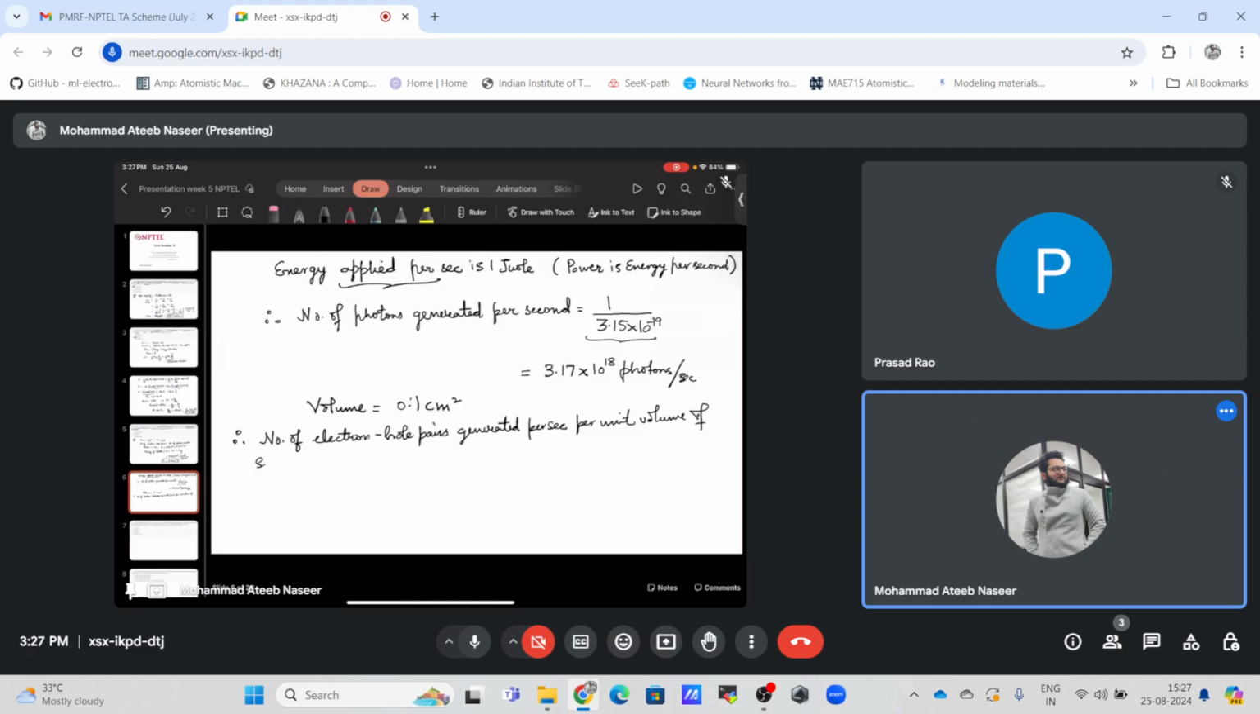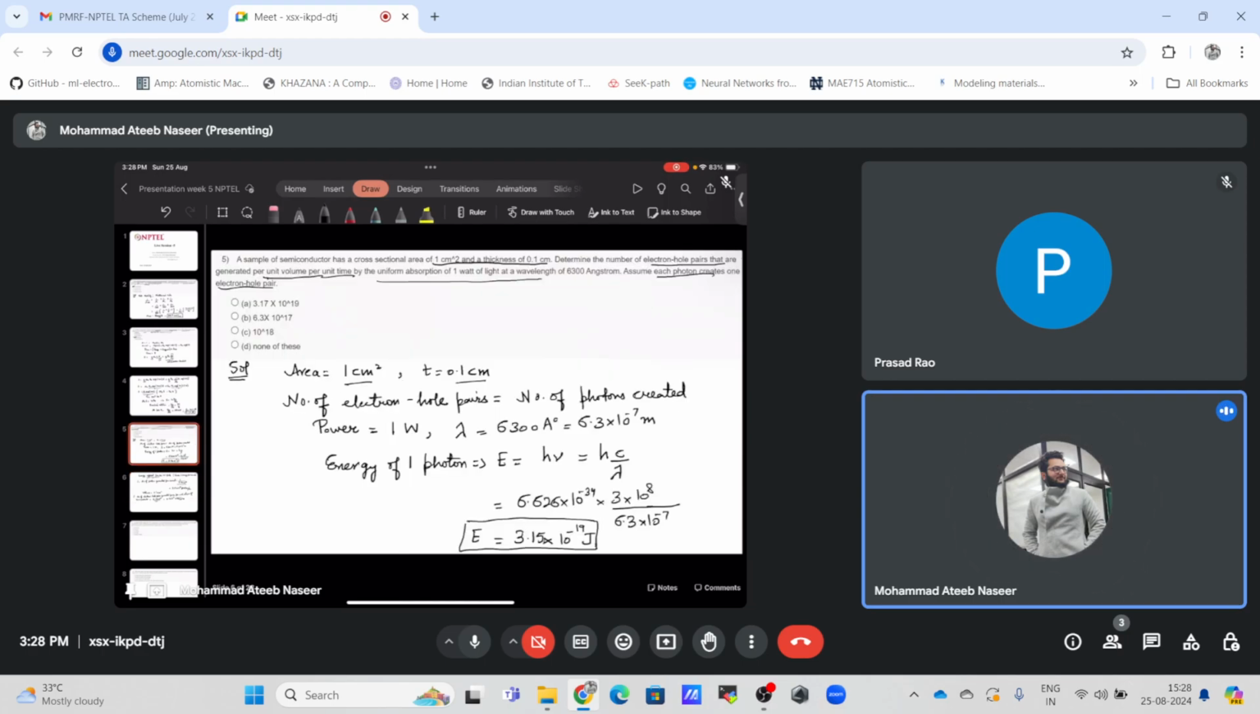of semiconductor is simply 3.17 into 10 to the power of 18 divided by 0.1. It is 3.17 into 10 to the power of 19 EHPs, electron hole pairs per volume per second. So option A is matching, so we will be selecting this option since it is matching with our answer.